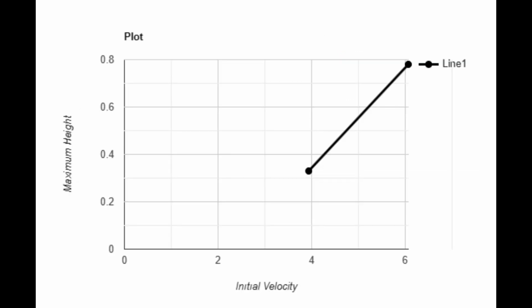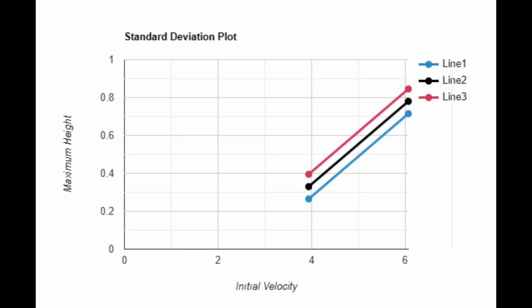I have prepared a plot illustrating the relationship between initial velocity and maximum height. On the x-axis, we have the initial velocity in meters per second, and on the y-axis, we have the corresponding maximum height in meters. I calculated the standard deviation for maximum height within each trial. I then created another plot illustrating these deviations, providing insight into the consistency and reliability of the measurements across the trials.